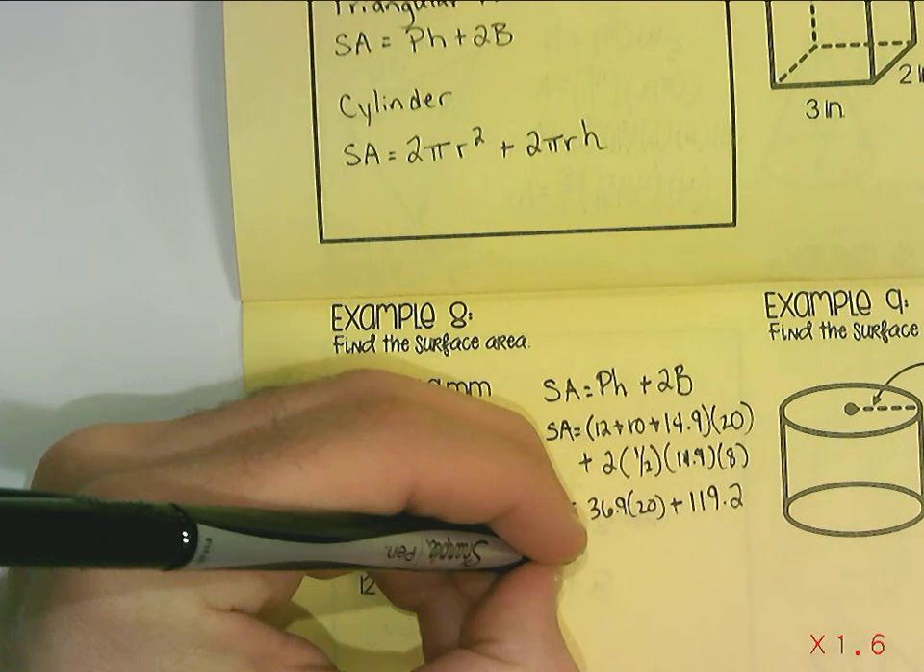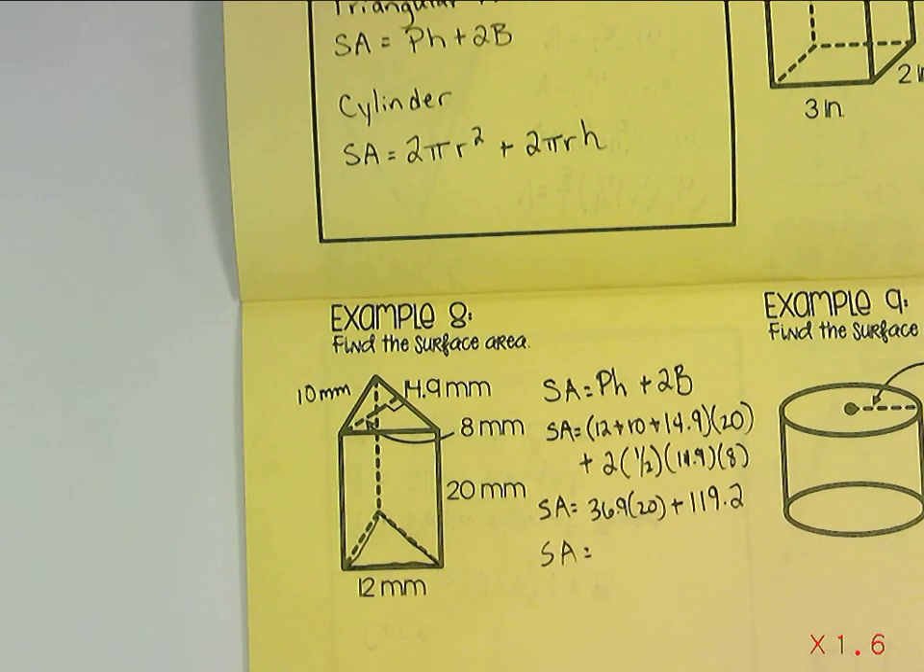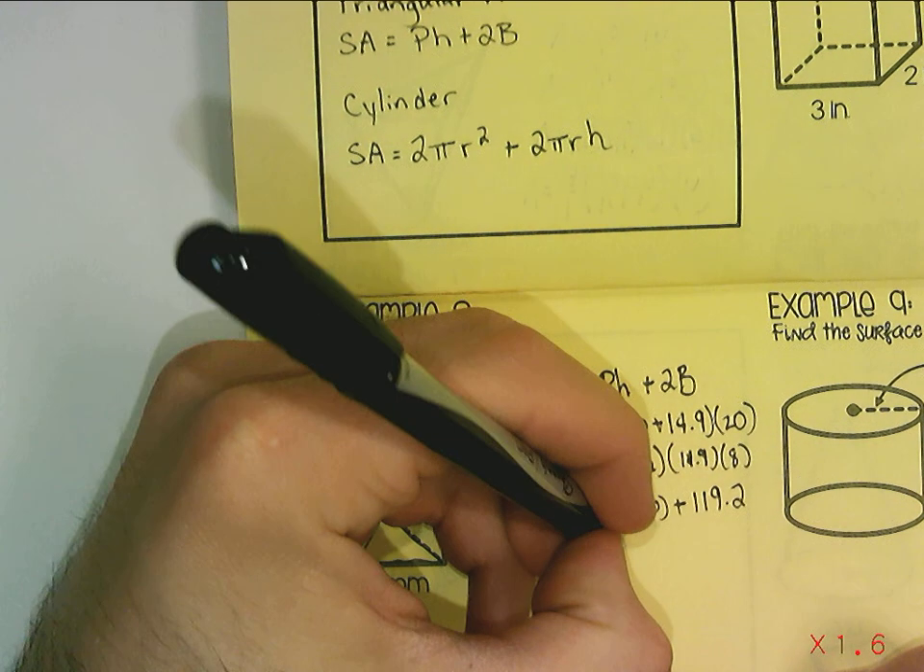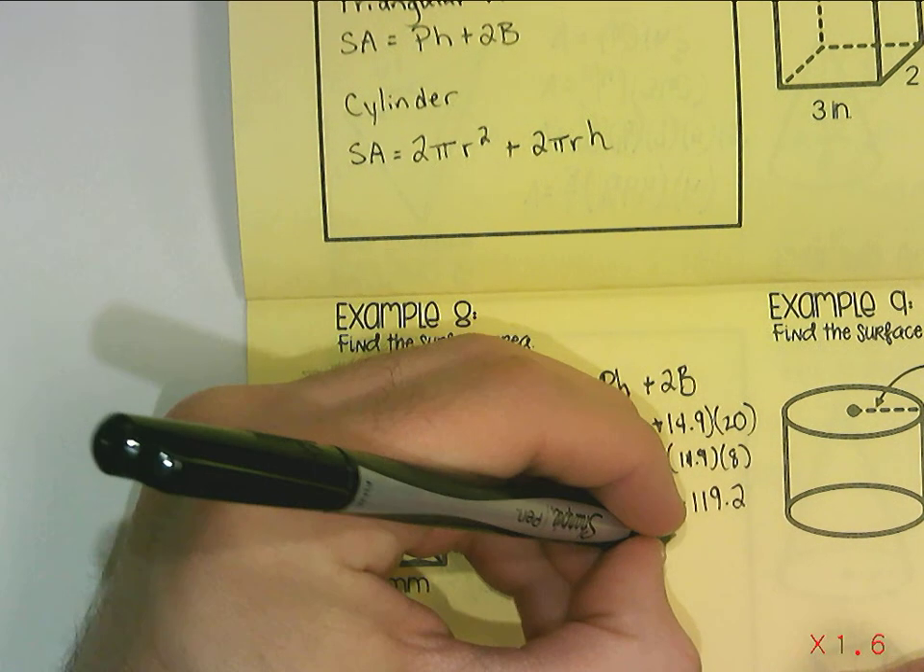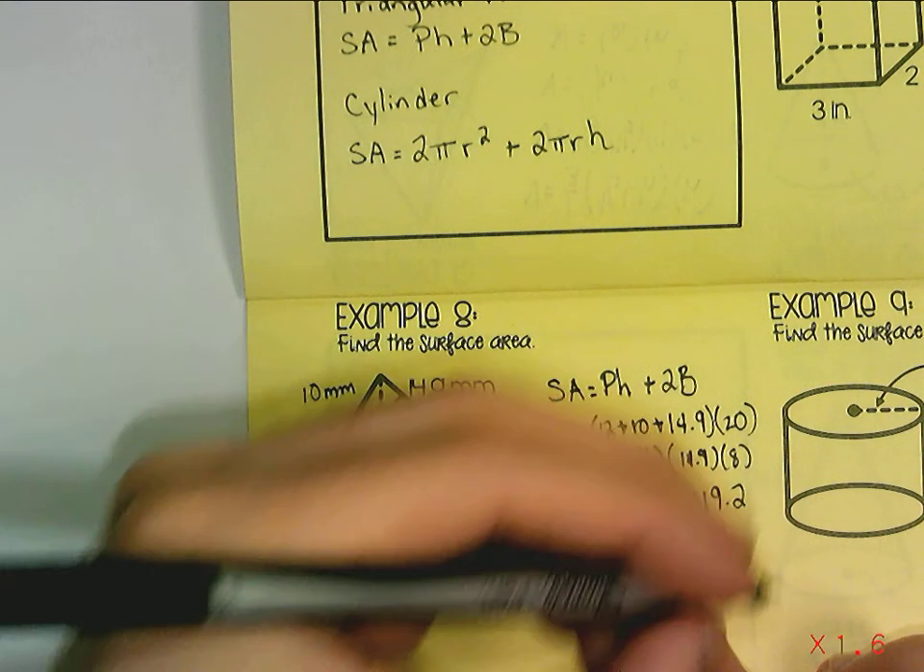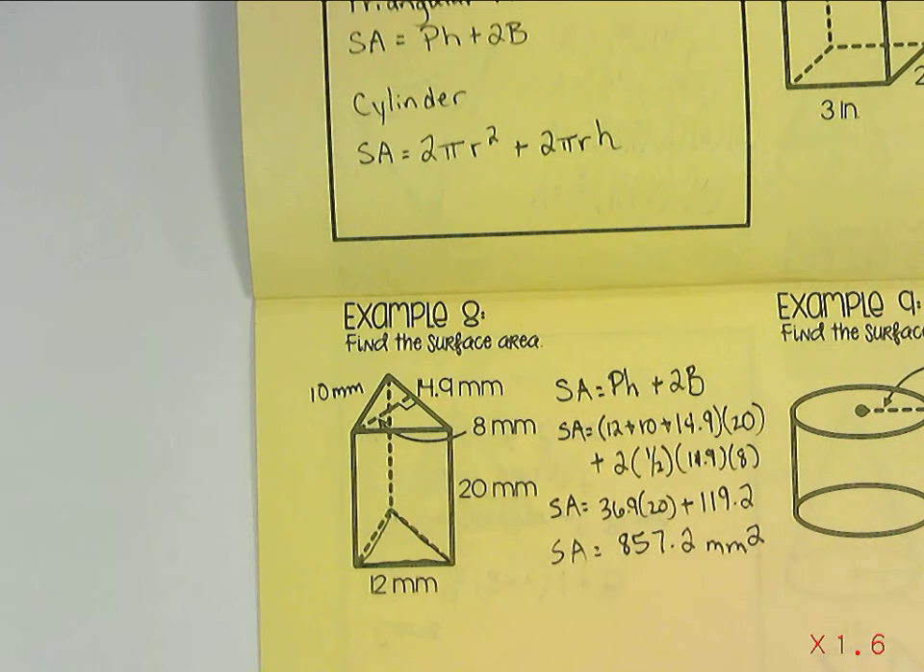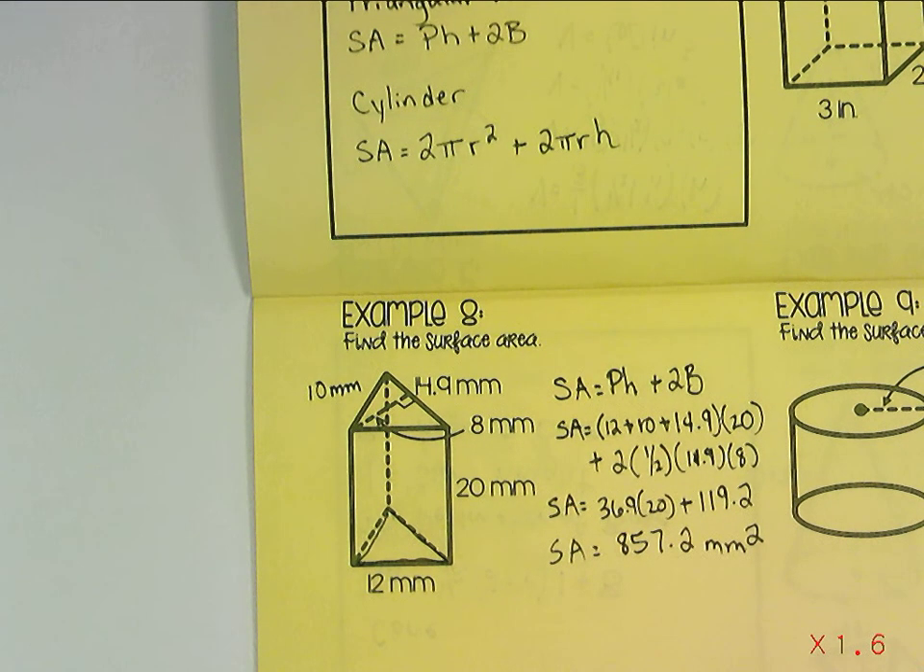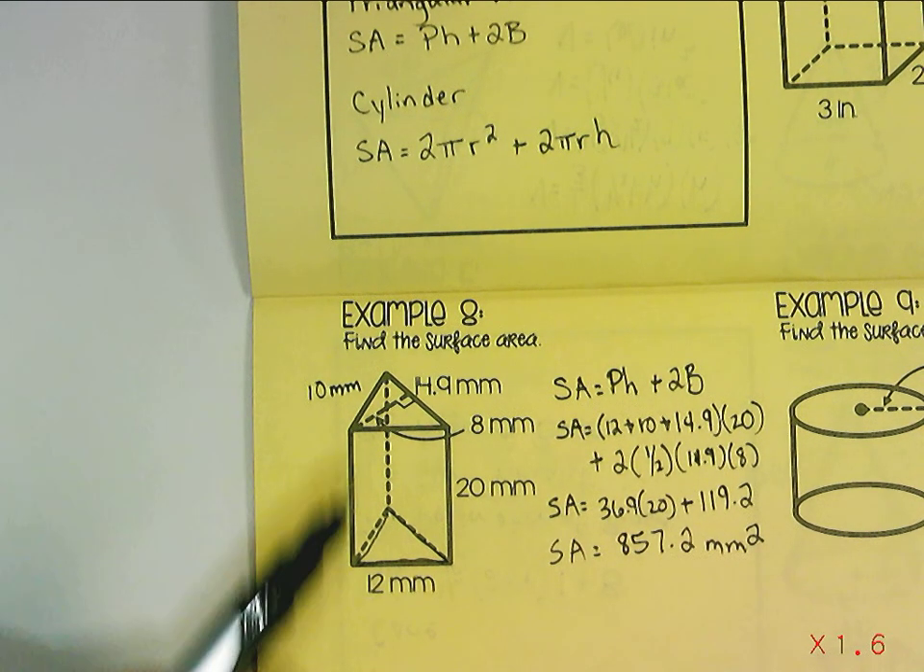And then surface area equals, let's do that, 36.9 times 20 plus 119.2. And that would give us 857.2 millimeters squared. So that's the surface area of that triangular prism.